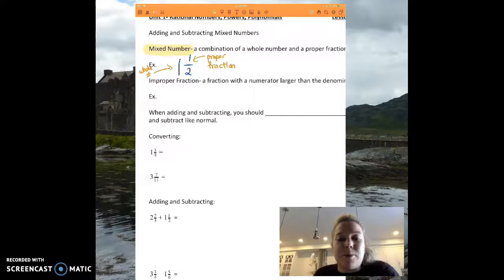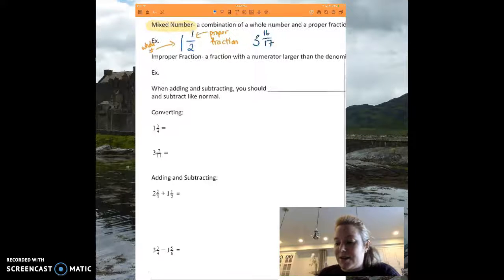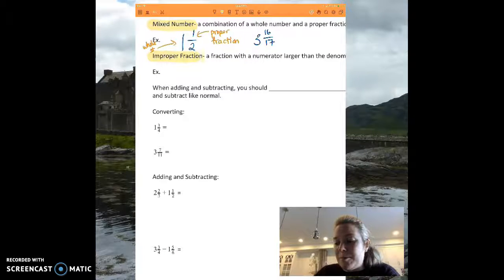Okay. Now, a proper fraction always has a numerator that's smaller than the denominator, like 1 over 2. 1 is smaller than 2. 11 over 15. 3 over 6. 7 over 8. They're all proper fractions. Okay? So a mixed number is basically just a whole number and a proper fraction. So we could have some other examples, 3 and 16 over 17. It's a mixed number.